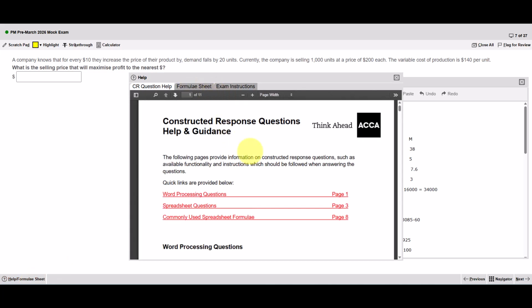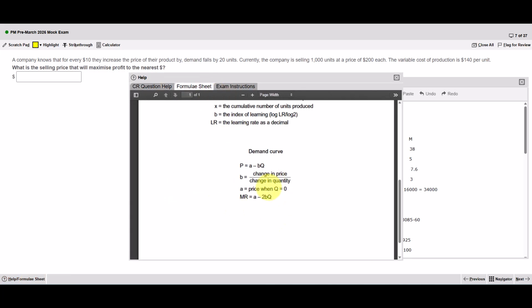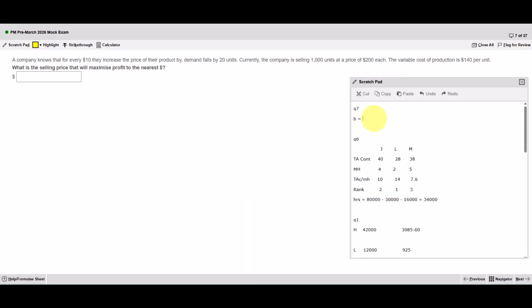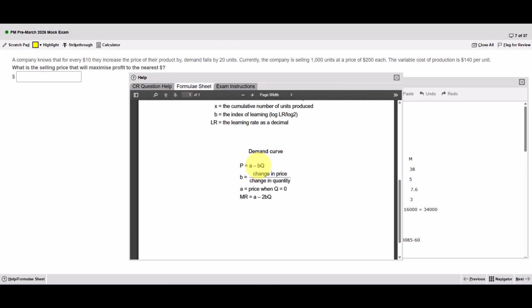We are given the demand curve formally on the formula sheet. B and A are constants. P and Q are variables. So B is calculated by the change in price divided by the change in the number of units, which is 10 over 20. So we've got a value of B.